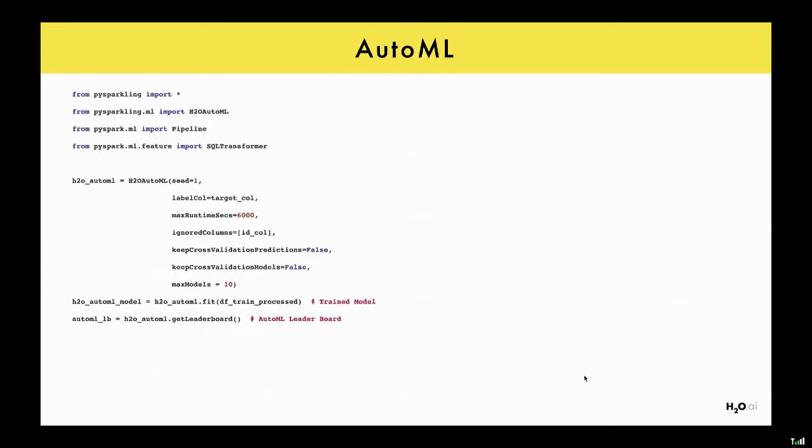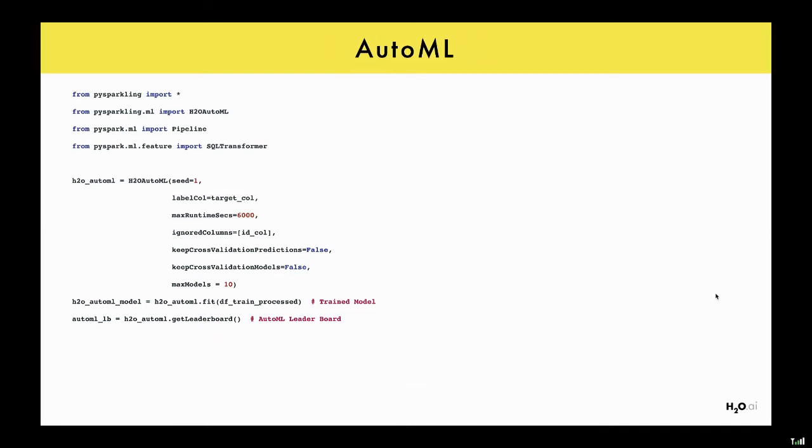So how does the AutoML API look in Sparkling Water? It's very similar to H2O GridSearch. I'm using a seed for reproducibility. Again, I can specify a label column. I can specify max runtime seconds, which limits the number of seconds for the AutoML run. You can always specify maximum models.